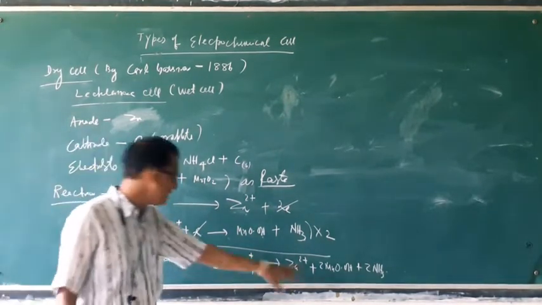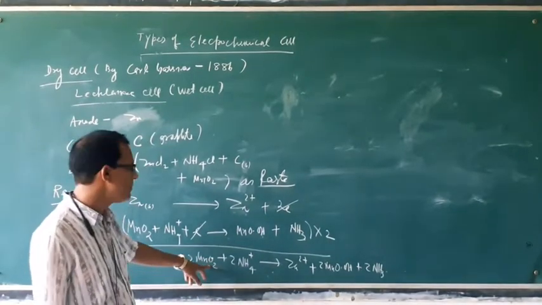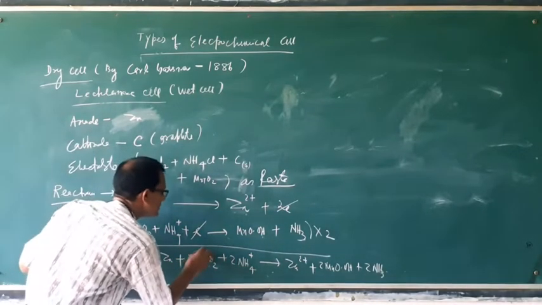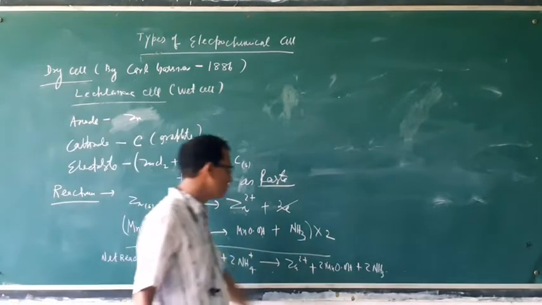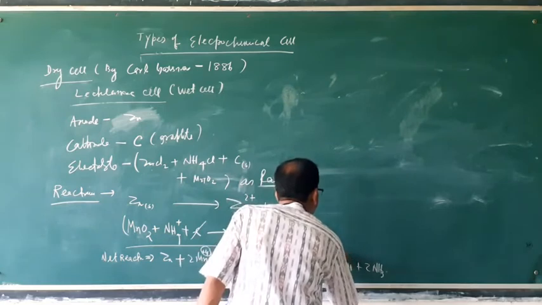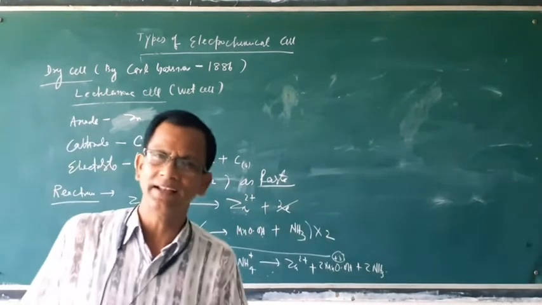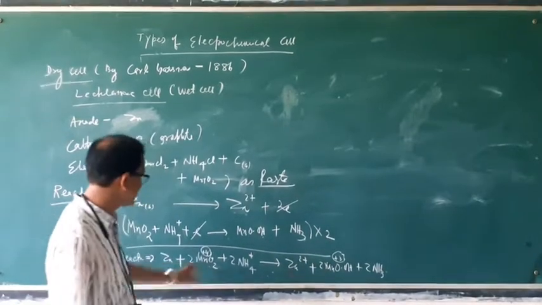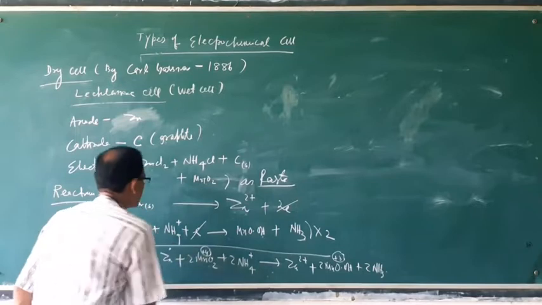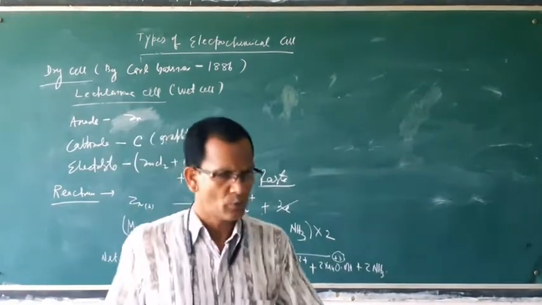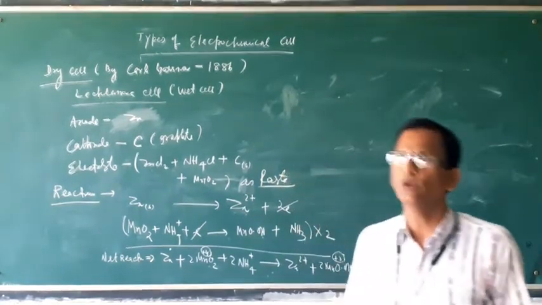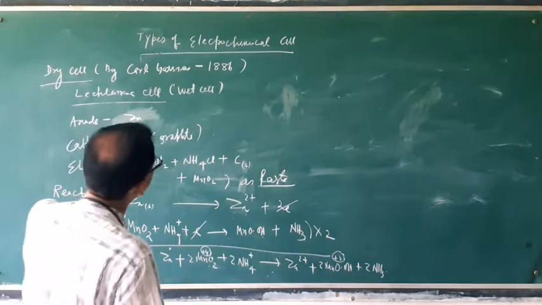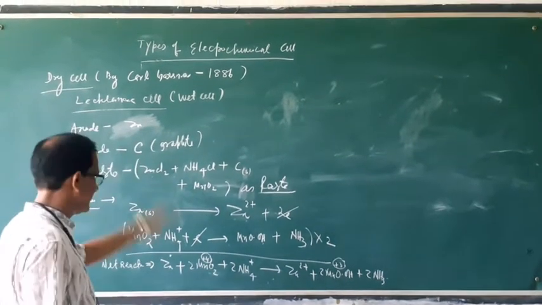Here zinc is oxidized to zinc ion and manganese dioxide gets reduced to what? Manganese oxide hydroxide. Here manganese is in the +4 state, and here manganese is in the +3 state. Manganese has variable valency, it can convert +4 to +3, so it gets reduced, and your zinc 0 converts to +2, that is oxidized. So one must be oxidized, another should be reduced. Then the reaction takes place, then transfer of electron takes place.